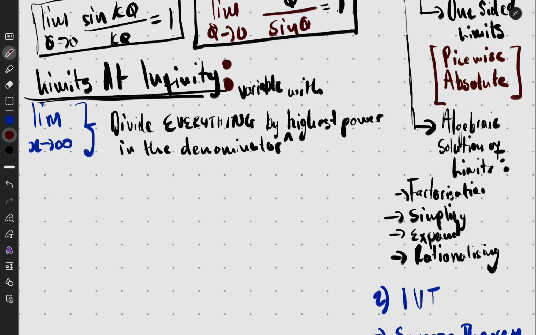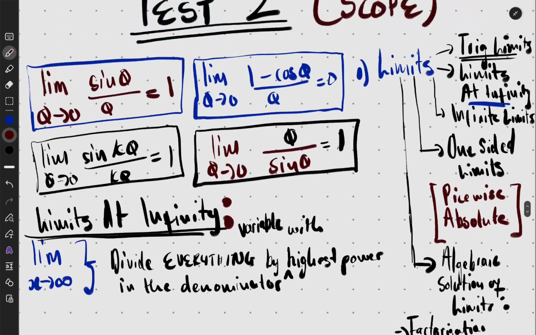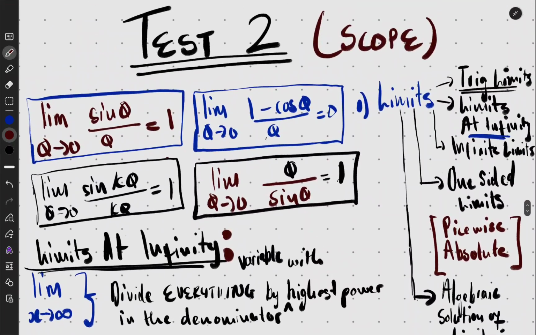Now, this is the method you do when there is a fraction. We'll see how to evaluate when there is no fraction, just one way.